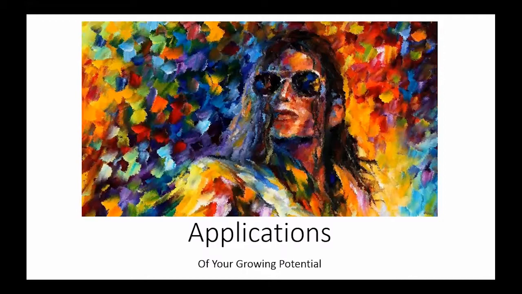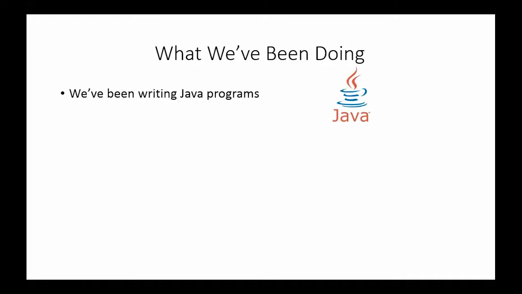So first, let's go over exactly what we've been doing so far. And that is we've been programming in Java, right? We're writing Java programs. So we've been using the Java programming language to write different programs. We did tic-tac-toe. We did some different games. We did some stuff for the Fibonacci numbers. And yeah, it's been good.